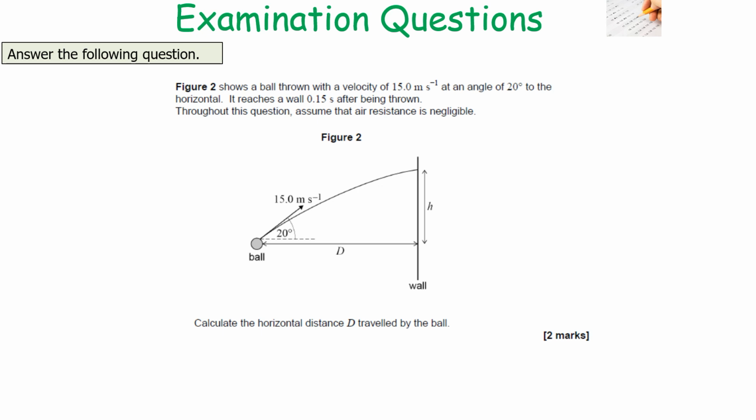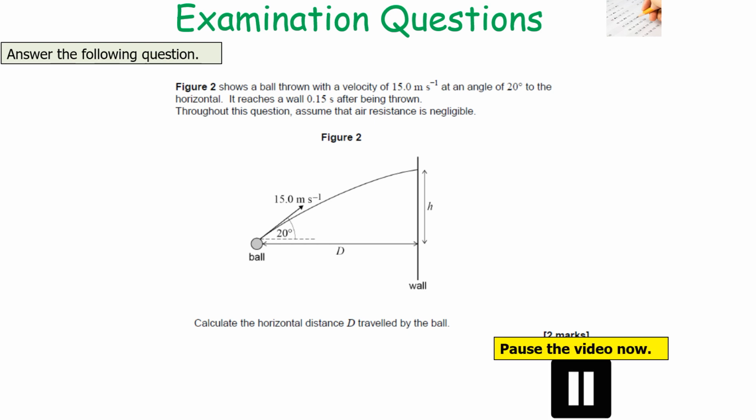Our next question says figure 2 shows a ball thrown with a velocity of 15 meters per second at an angle of 20 degrees to the horizontal. It reaches a wall 0.15 seconds after being thrown. Throughout this question, assume that air resistance is negligible and calculate the horizontal distance travelled by the ball. So pause the video now, then unpause the video when you want to go through your answer.